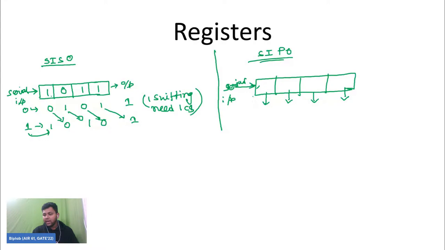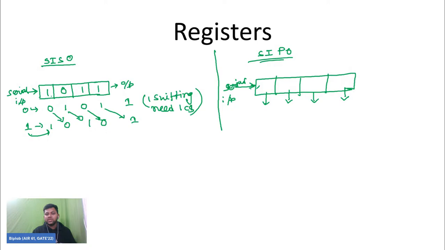The value. Okay, this is also used to convert some parallel data into serial data, or some serial data to parallel data. Consider data that is serially present, coming through somewhere serially. Now you want to send that data in parallel to multiple circuits. At that time you can use this SIPO register.